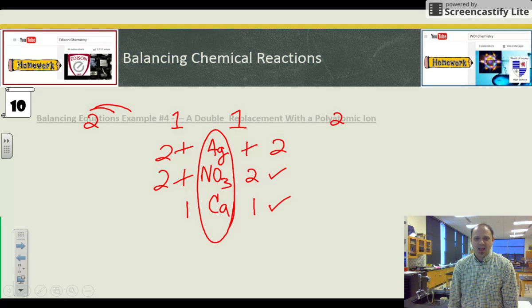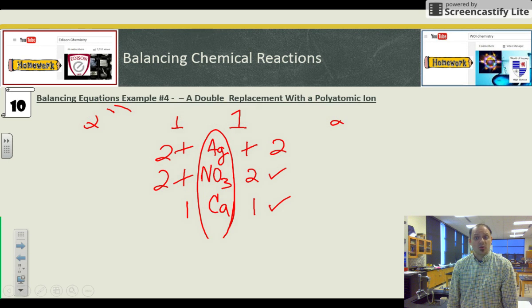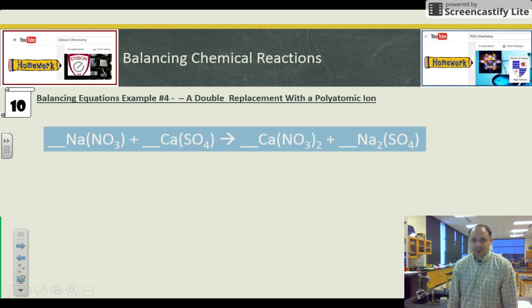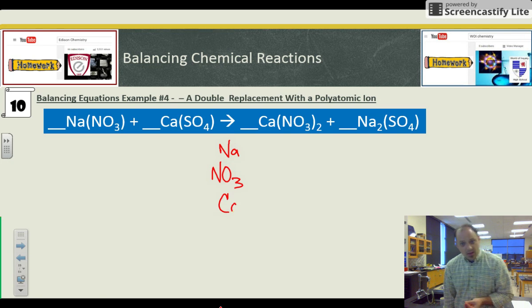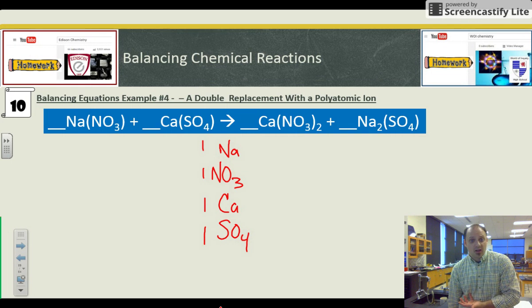Right, sure. Let's do a double replacement reaction with a polyatomic ion. One last one. Wow, lots of polyatomic ions, but guess what? Don't let it scare you, because they stay together as a unit. We can keep them as a unit when we balance. So sodium, nitrate, calcium, and sulfate. Let's count them up. He's got 2 sodiums, 2 nitrates, 1 calcium, and 1 sulfate. Ooh, what you gonna do, Mr. Milks?